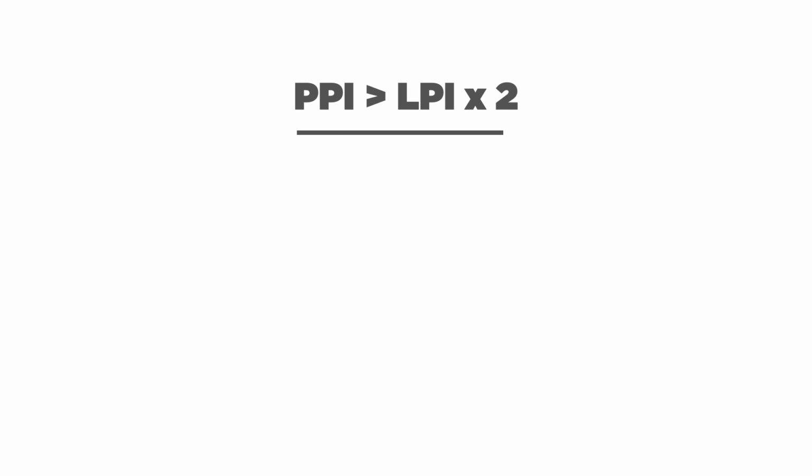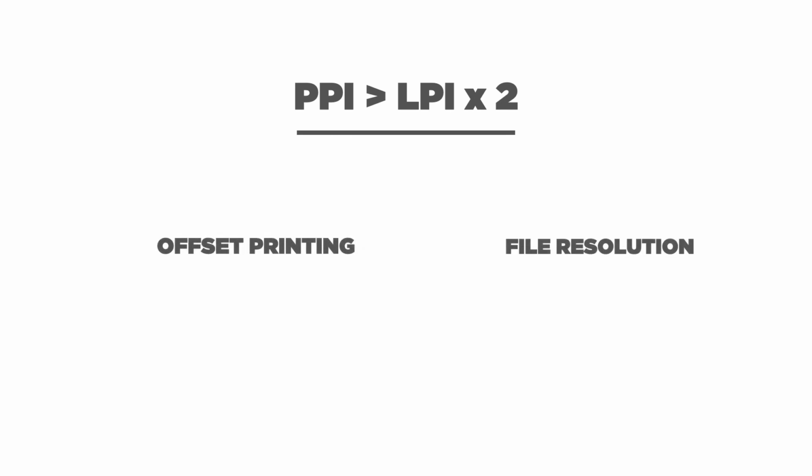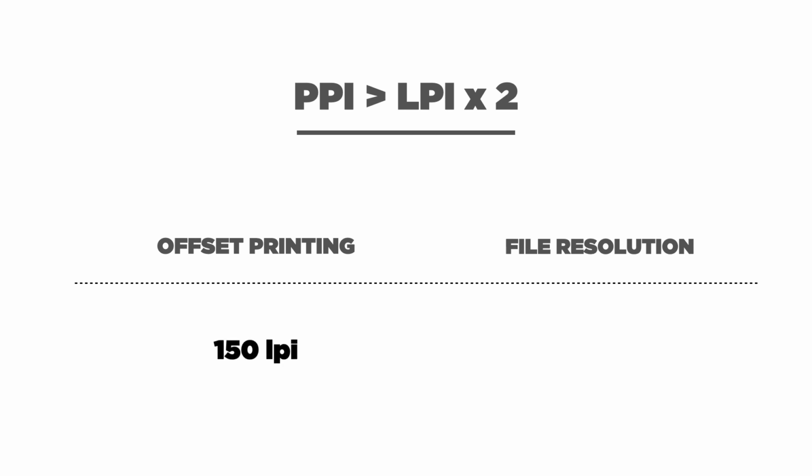What does this mean for you? Well, if you're printing something, your file's PPI must be at least double the lines per inch. So for example, if you want to print a poster or a book cover using offset printing, the usual lines per inch is around 150 to 175 LPI. That means that your image file has to be at least 300 PPI at the actual size of the material. This is where the rule of thumb of 300 PPI for higher resolution files comes from.